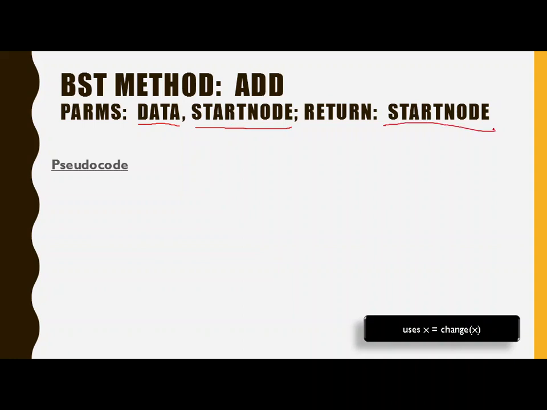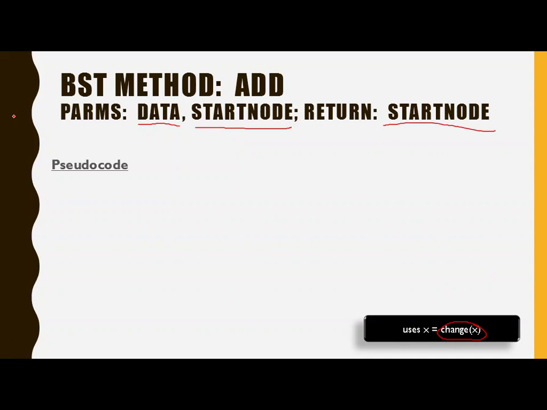And what's going to be returned? The start node. Why? Because of x = change(x). Because start node may be pointed to something different, so therefore we must return it, and therefore the caller must make use of it, must remap it.